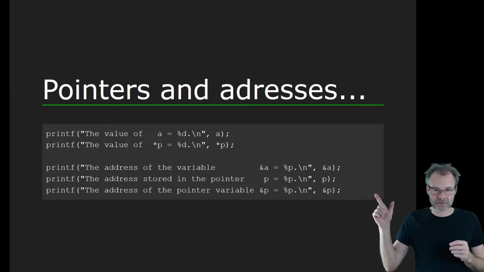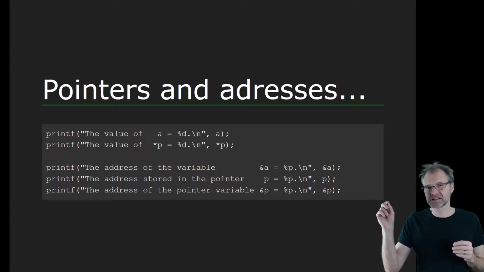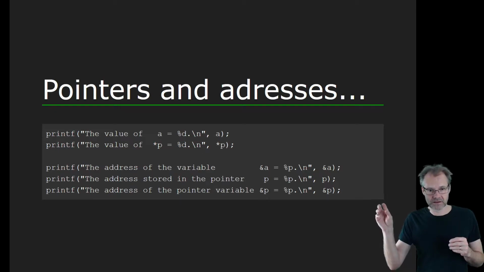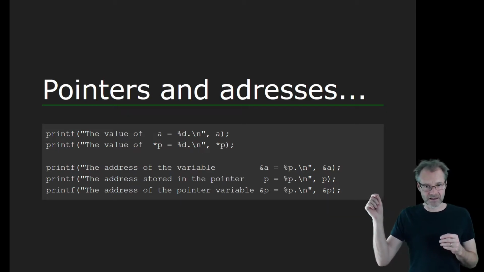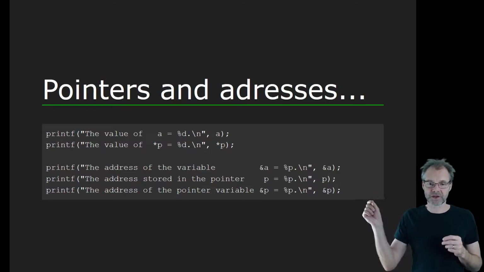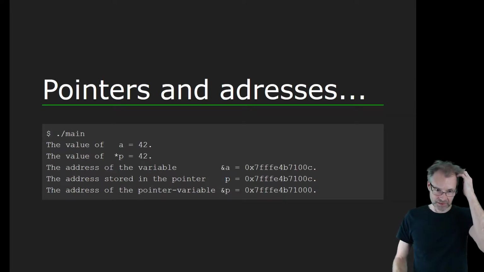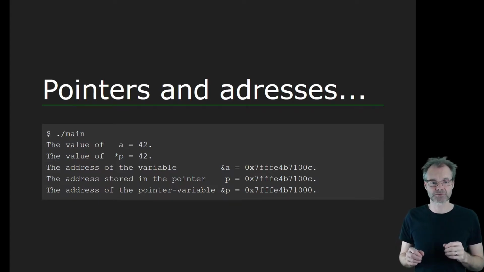Both of these will print the value 42. And then I'm also going to print out the address. I'm starting by printing out the address of variable A, and the ampersand gives me the way to access the address of A. I'm also printing out the value of p, which should be the same as the address of A. And to show that the address of the p variable, where it's stored in memory, is also an address, I'm going to print that out also. So let's see how this looks when I actually run my small example program.